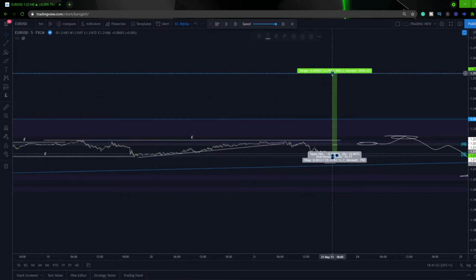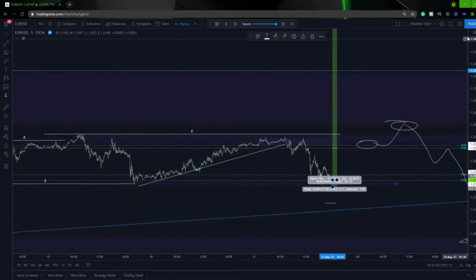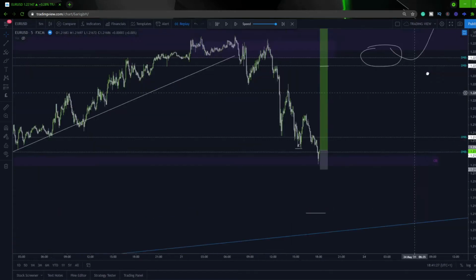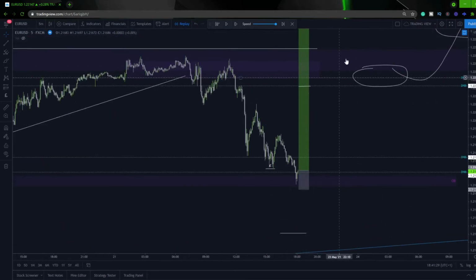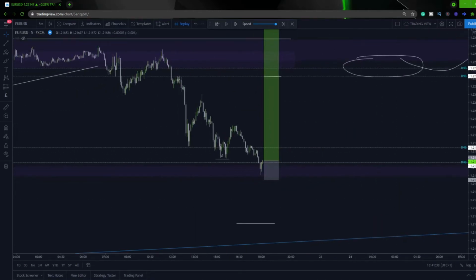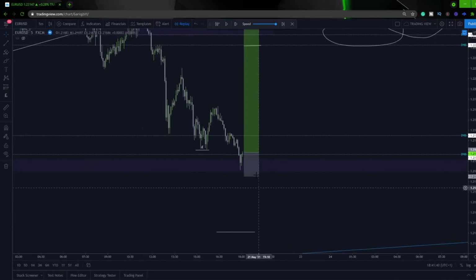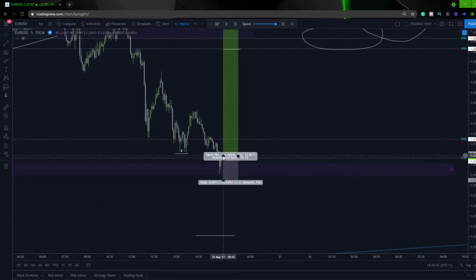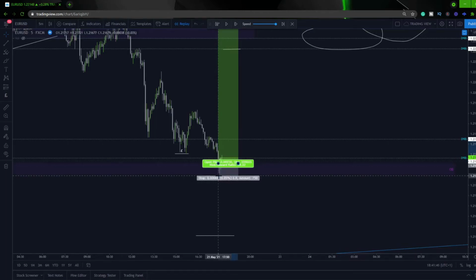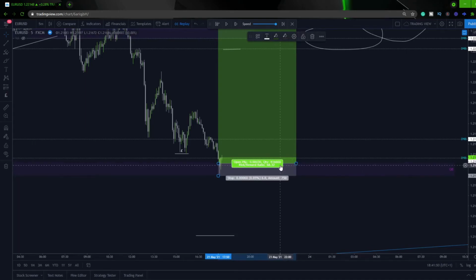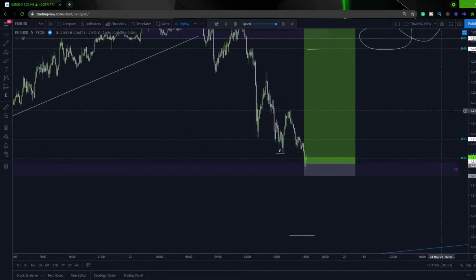So this is our monthly level of structure, right? So if you want to take partials off there and let the rest run, you're looking at a 34 risk reward, okay? Or you could have been more aggressive, right? And taken your entry as soon as it hit this order block with the stops just below this order block, and then you're looking at a, like, 70R risk reward, right?